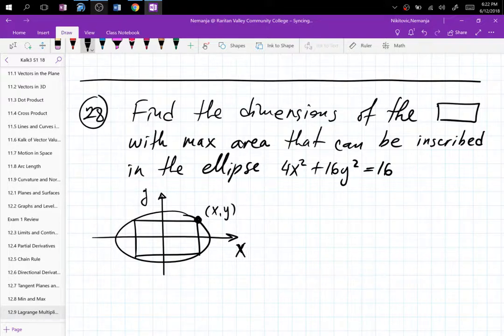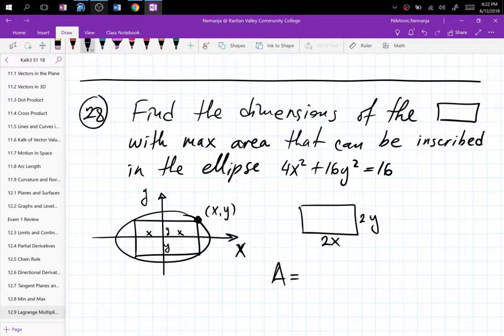Anyway, what we have now is if you label this point x, y, then this distance over here is x, and this distance over here is x, making the length of our rectangle 2x. And this would be y, this would be y, making this 2y, so the area equation is 4xy, because it's 2x times 2y, and we want that to be a max, right?